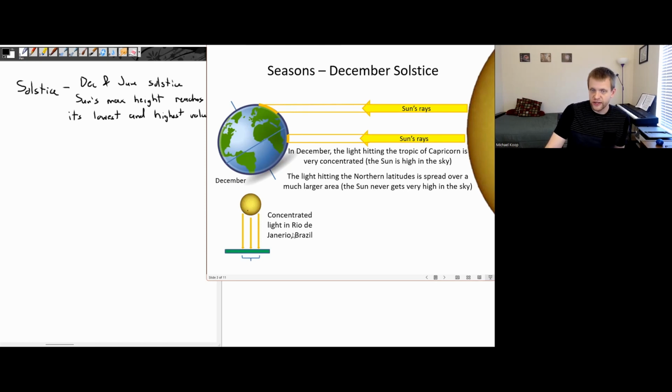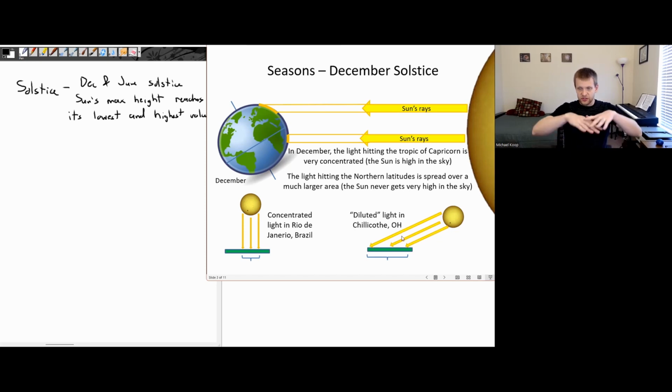So in a location like Rio de Janeiro, the sunlight would be very, very concentrated. That same amount of sunlight is hitting a relatively small area, causing higher temperatures, causing the sun to be able to warm that region of the planet more rapidly. Whereas if you're in a location like Chillicothe, Ohio, that sunlight is being diluted a lot more. The same amount of sunlight coming in is distributed over a larger area. So each square meter of area does not get as much sunlight, resulting in not as much heating.